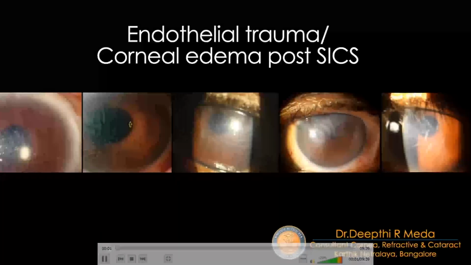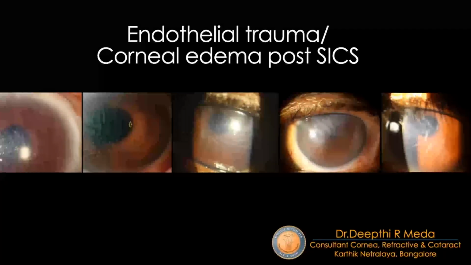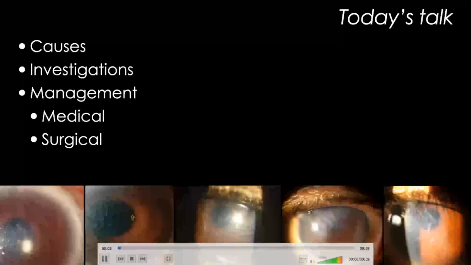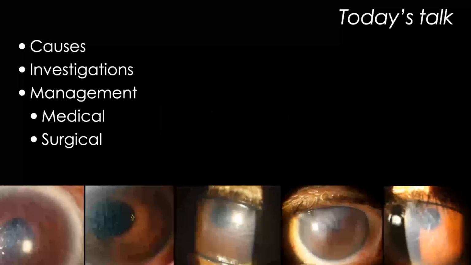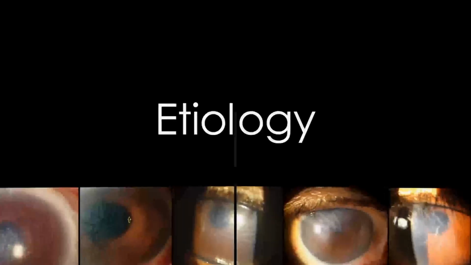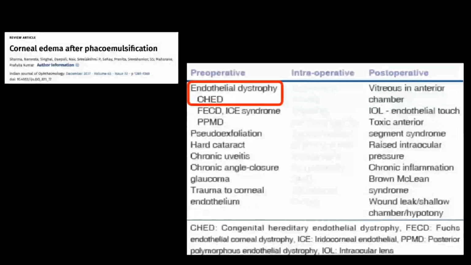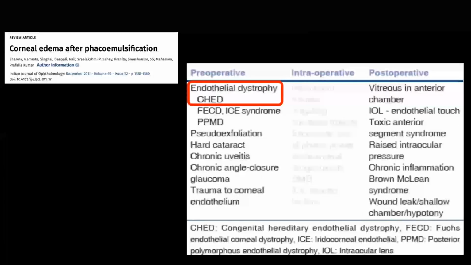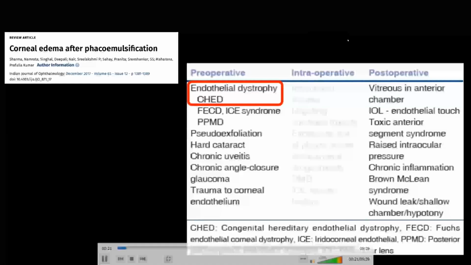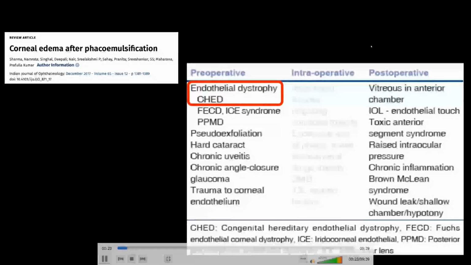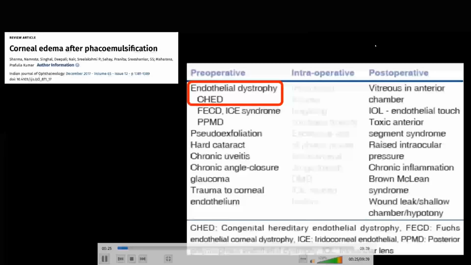A very good evening. So today let's go through the causes of endothelial trauma and corneal edema post SICS. These are the topics that I would be covering. Coming to the etiology, this is a very good paper by Dr. Namrata Sharma where they have nicely displayed the preoperative, intraoperative and postoperative common causes of corneal edema post phacoemulsification. The pre and post remain the same even for SICS.